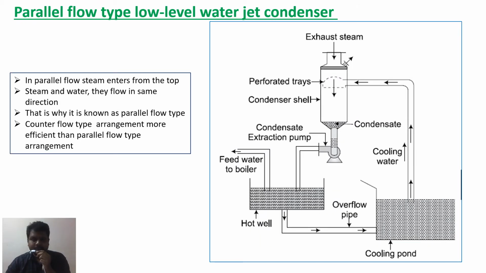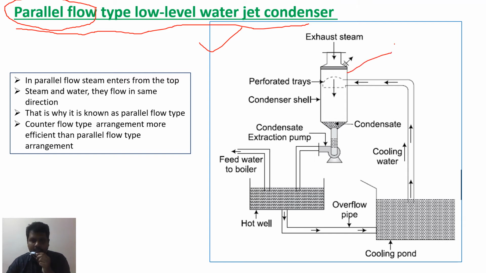Now let us see the other type of jet condenser, the parallel flow type low level water jet condenser. In the name itself it is there. Here the flow is parallel. So this is the schematic of the parallel flow type. Here also there will be a shell or vessel. Here both steam and water enter from the top of the shell and move in the same direction. So it is called a parallel flow type jet condenser.